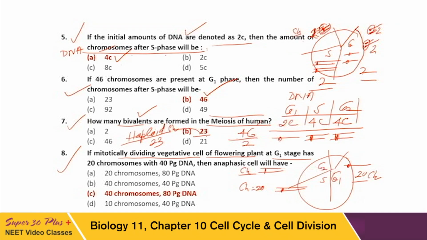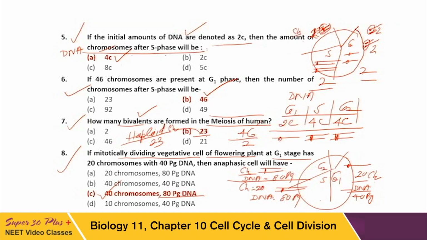You got it now? G1 has 20 chromosomes, okay, and with 40 picogram DNA. How much DNA does it have? DNA is 40 picogram. What will be the DNA here? Just double of this. In S, DNA will be equal to 80 picogram. Here also at G2, DNA will be equal to S, that is 80 picogram. Is it clear? The right answer: number of chromosomes will remain 40 and amount of DNA will become 80 picogram.